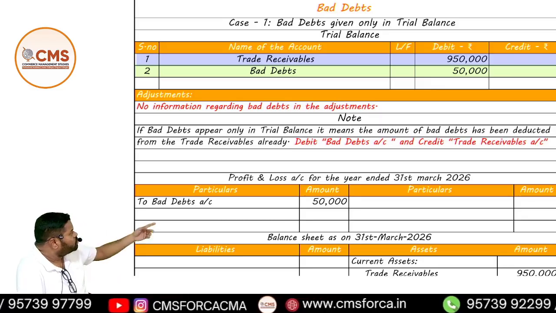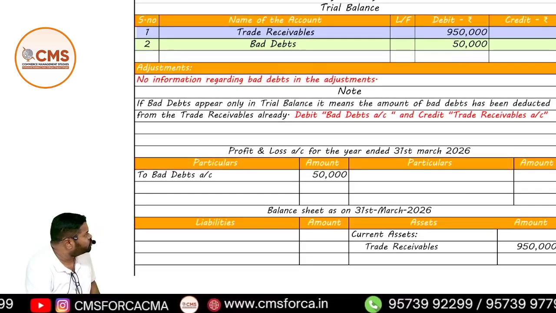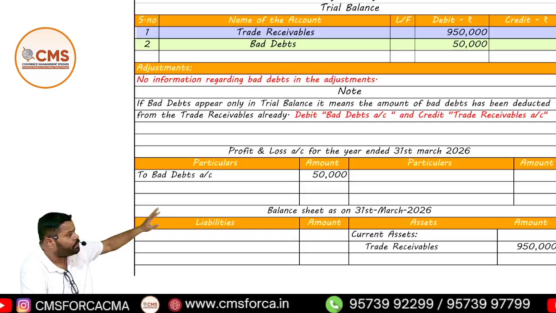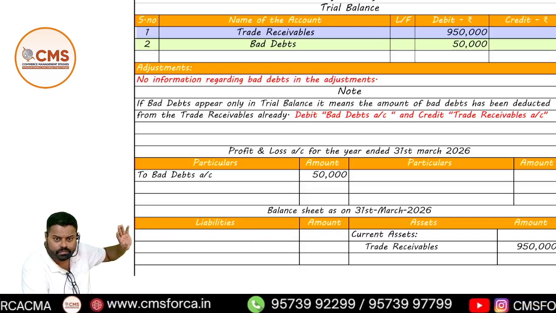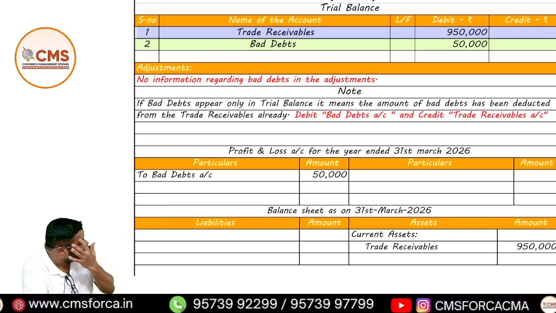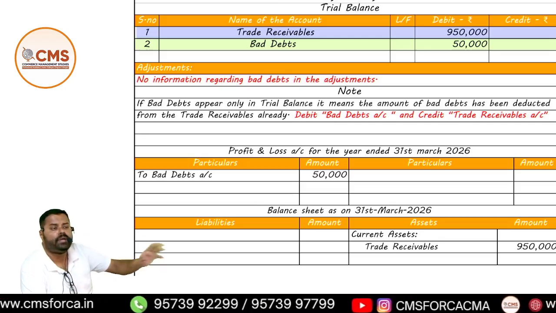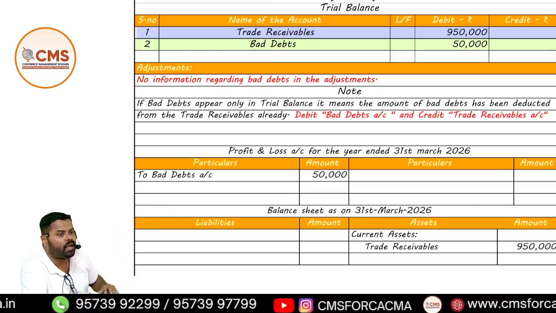Right. So note what is the information in the adjustments. Do you see anything in the adjustments? Did you get the clarity? Original credit sales were 10 lakhs, but before preparing the trial balance itself, one of the customers was declared insolvent by a competent court, and I got the clarity that I will never get that money, 50,000.